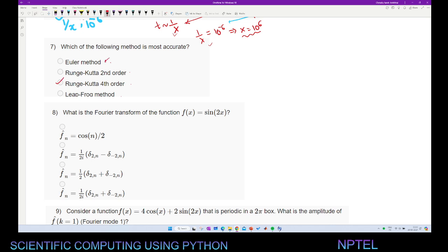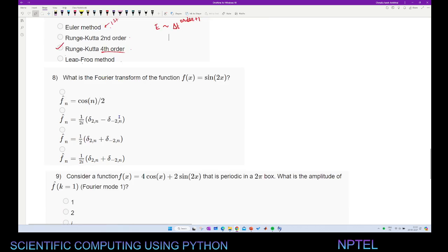Why? Because this is first order, this is second order, this is fourth order, and leapfrog is also first order, or at max it's second order, right? And error is delta t raised to order, right? Sorry, order plus 1. So if it is first order, then the error will be order of delta t square. So the highest order method is Runge-Kutta fourth order, which will have error of delta t power 5. Okay.